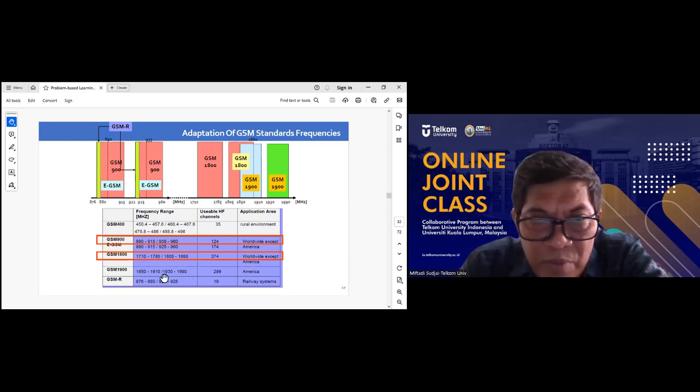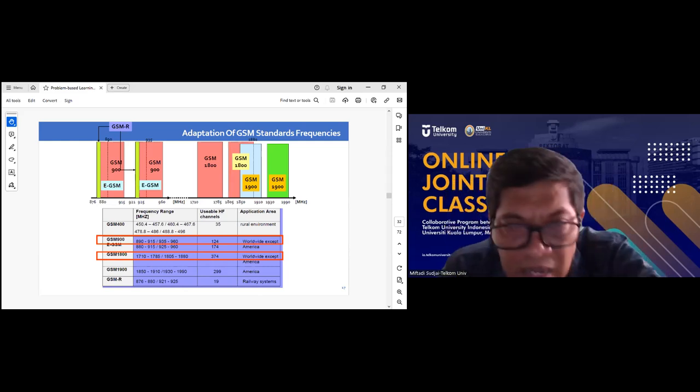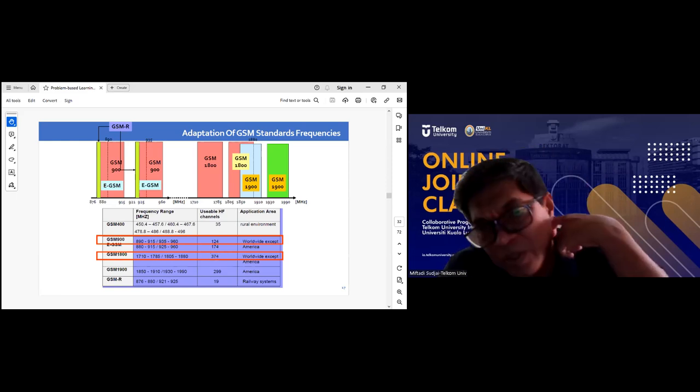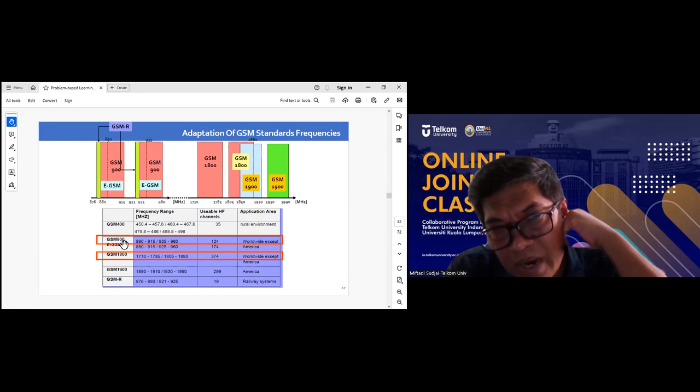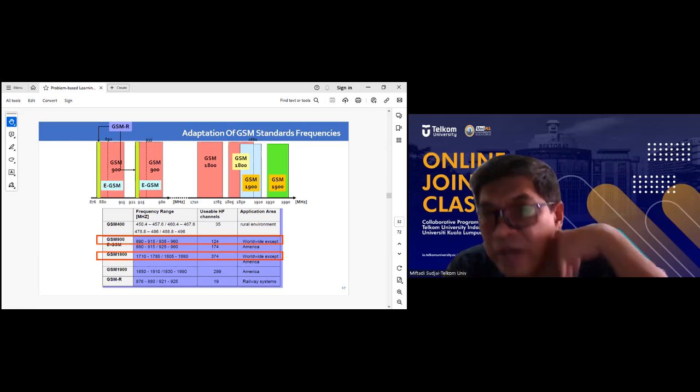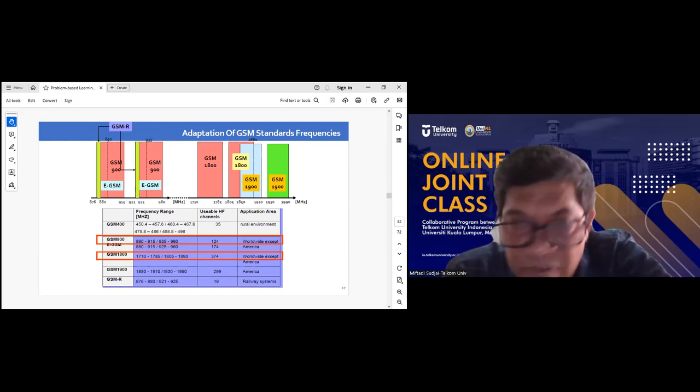But mostly GSM recommends the frequencies called GSM 900 and GSM 1800 as worldwide spectrum frequencies for GSM coverage. And I don't know the situation in Malaysia, which frequency is being used in Malaysia for GSM-based networks. But Indonesia adopts these two kinds of frequency along with GSM 400, as I mentioned before, that is GSM 900 and GSM 1800, to provide nationwide mobile communication coverage.